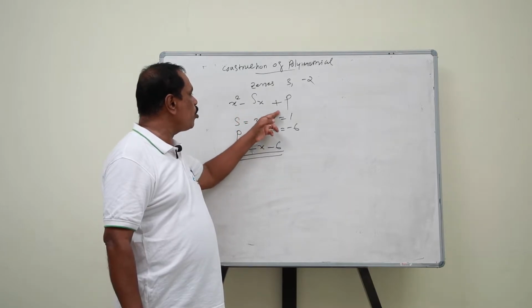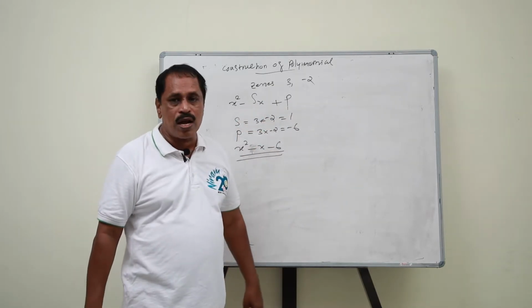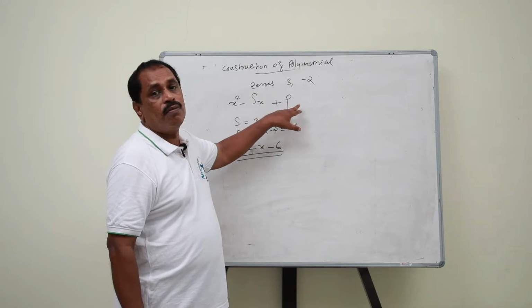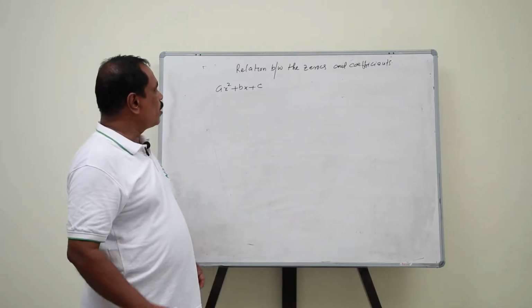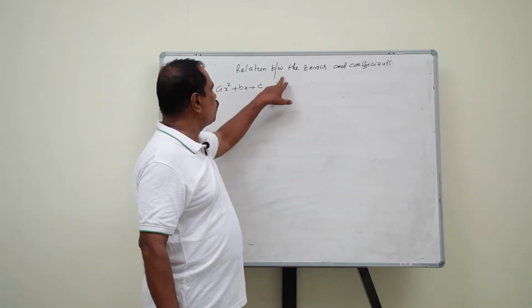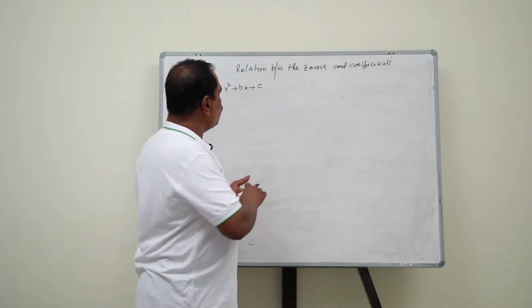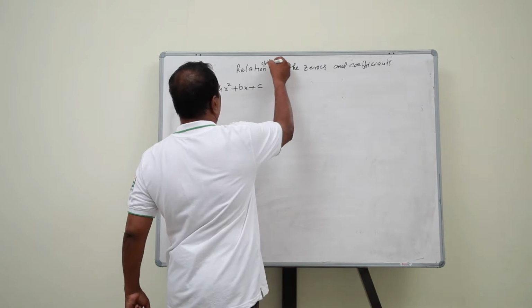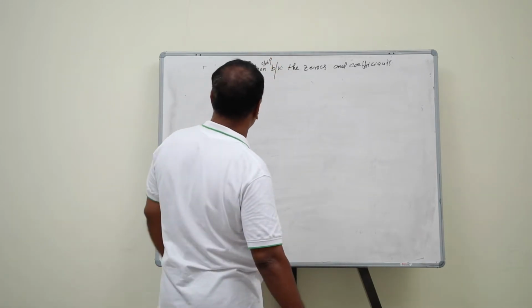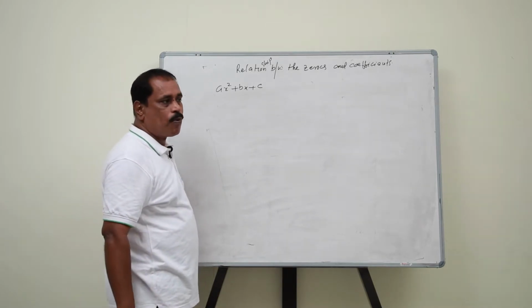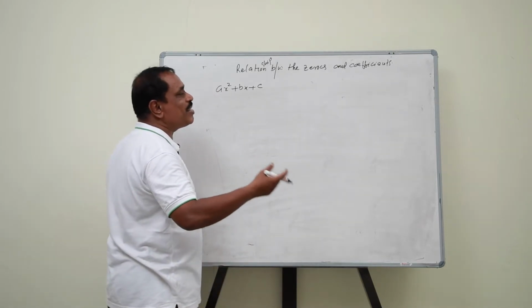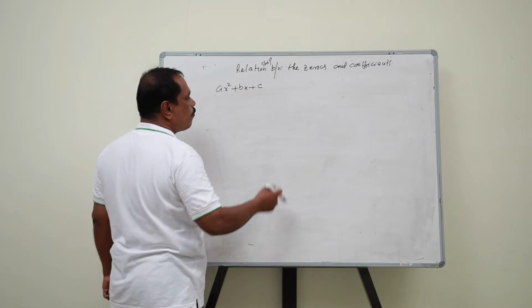So what is the form? x square minus sx plus p. Clear? Now there is a relationship between the zeros and the coefficients. If ax square plus bx plus c is a quadratic polynomial, then what is the relationship between the zeros and the coefficients?